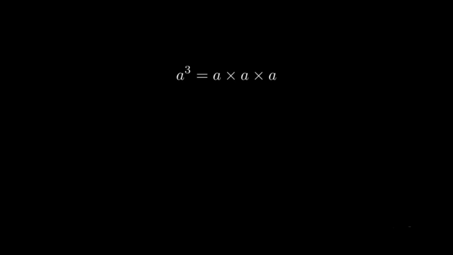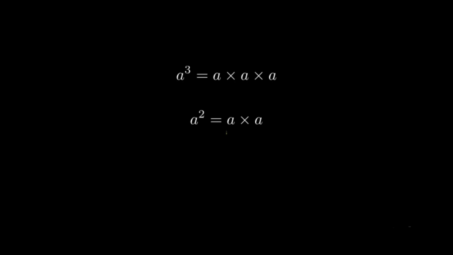Now what happens when we decrease the exponent by 1? Let's see how the expression changes. When the exponent decreases from 3 to 2, we get a squared, which equals a multiplied by itself twice. We have a times a. Notice what happened here. When we decrease the exponent from 3 to 2, we removed one factor of a from the expression. This is an important pattern to observe. Each time the exponent decreases by 1, we lose one factor of a in the multiplication.